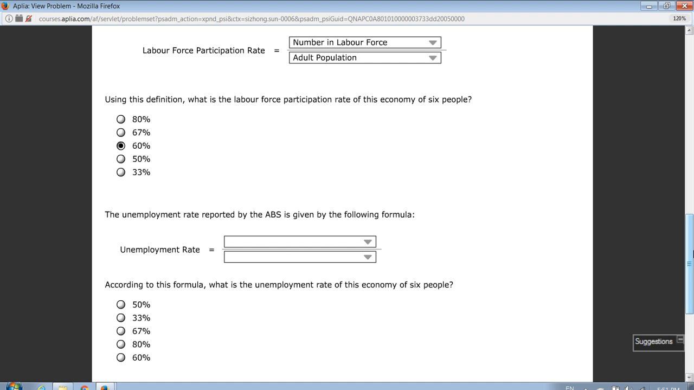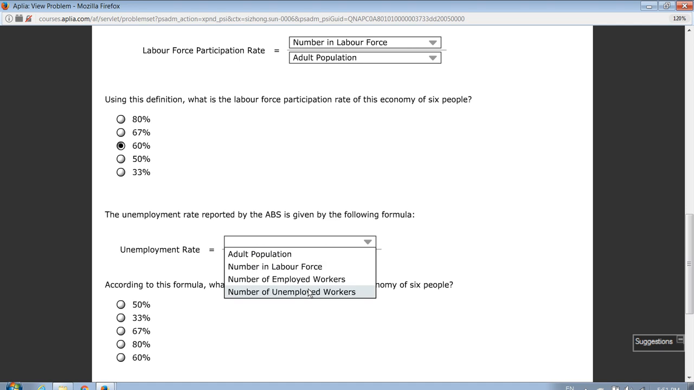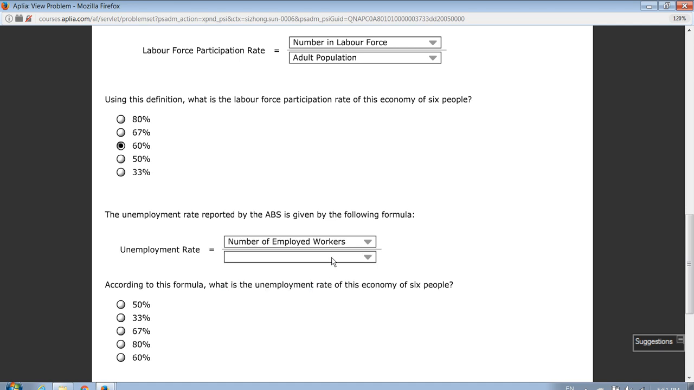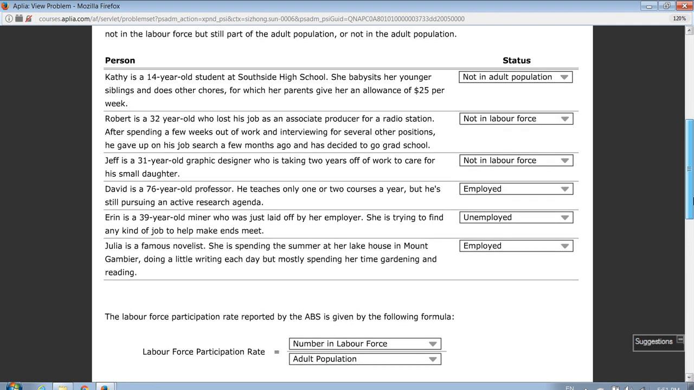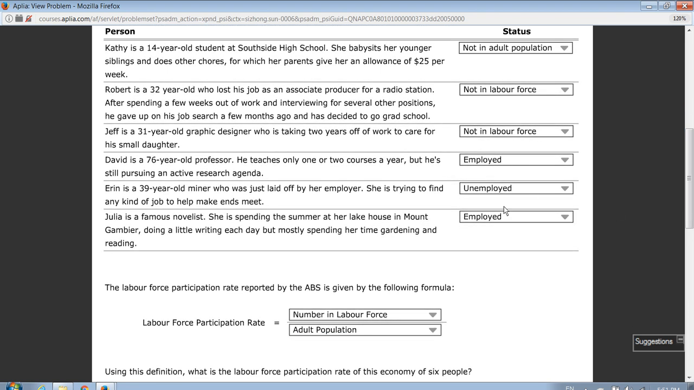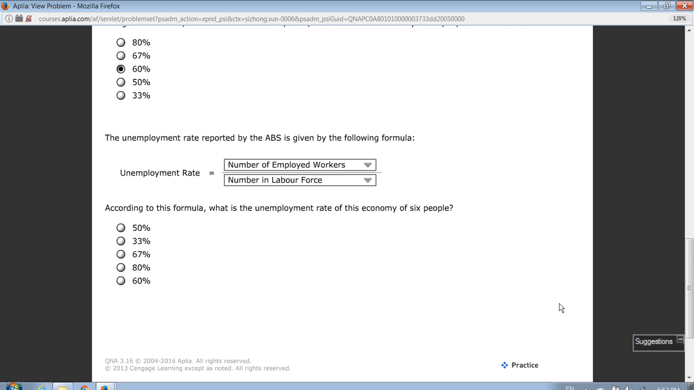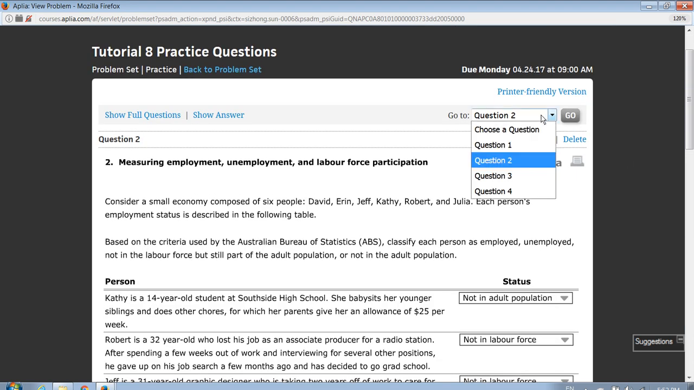The unemployment rate reported by the ABS is given by the formula: number of unemployed workers over the number in the labor force. So now in the labor force, we have 3 persons. 1 is unemployed, so 1/3, a 33% unemployment rate. So that's question 2. Question 3.